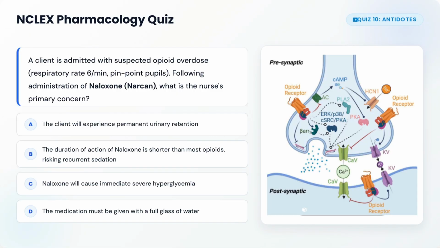In the case of a suspected opioid overdose, a client presents with a respiratory rate of 6 breaths per minute and pinpoint pupils. Following the administration of naloxone, what is the nurse's primary concern? A. The client will experience permanent urinary retention. B. The duration of action of naloxone is shorter than most opioids, risking recurrent sedation. C. Naloxone will cause immediate severe hyperglycemia. D. The medication must be given with a full glass of water.